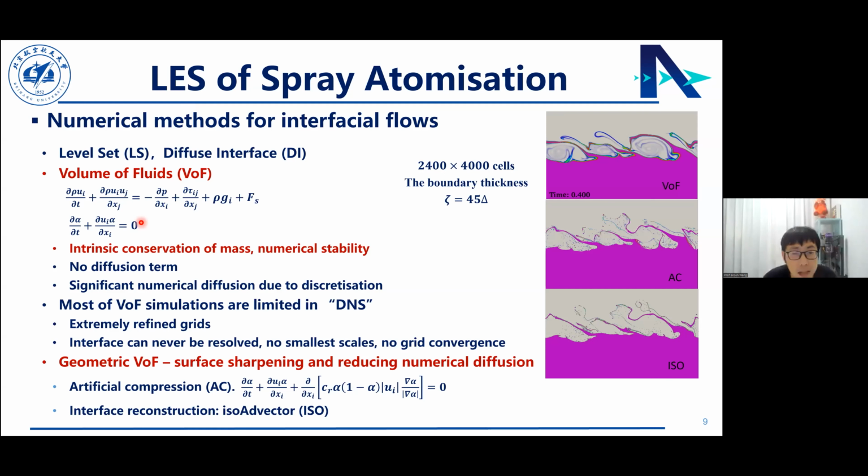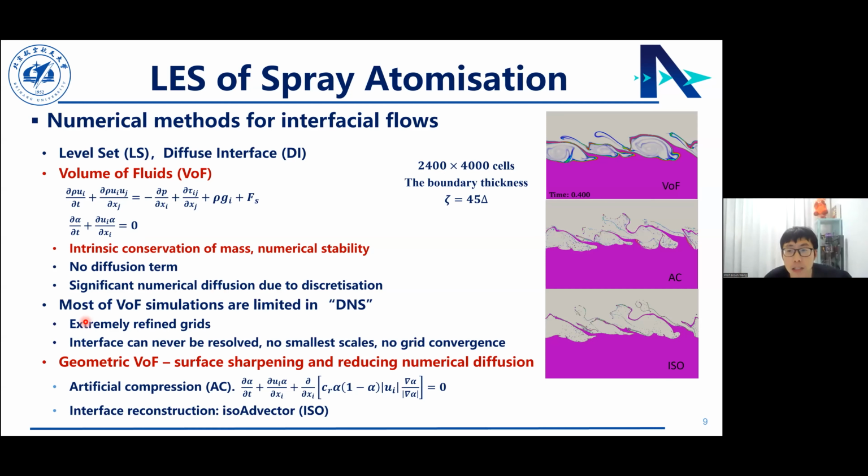And then when we use discretization, that means we will have significant numerical diffusion. Yeah, the numerical diffusion leads to alpha between 0 and 1 in the computational domain. So most of the VOF simulations are limited to DNS. We need to use an extremely refined grid. But even like this, the interface can never be resolved. Maybe I need to give a condition. It's in the subcritical condition. Yeah, no smallest scales and no grid convergence.